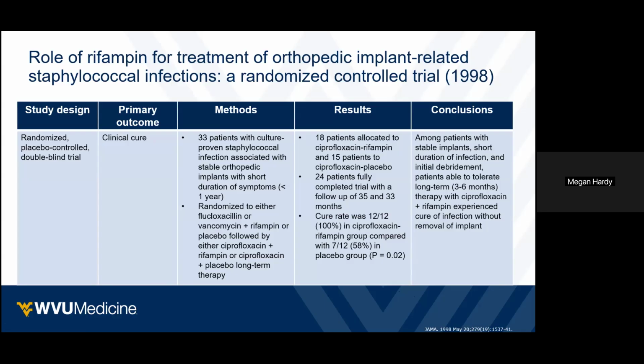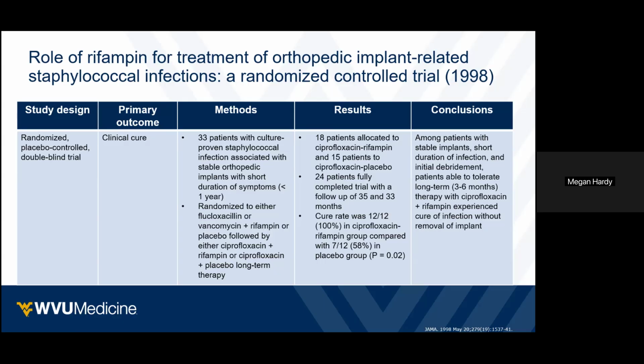So this was a randomized placebo-controlled double-blind trial with the primary outcome being clinical cure, which was defined as lack of clinical signs and symptoms of infection, a CRP of less than 5, absence of radiological signs of loosening or infection at the final follow-up visit at 24 months. Treatment failure was defined as persistent clinical or laboratory signs of infection, persisting or new isolation of the initial organism. This study looked at 33 patients, so a relatively small sample size, with culture-proven staphylococcal infection associated with stable orthopedic implants with short duration of symptoms of less than a year.